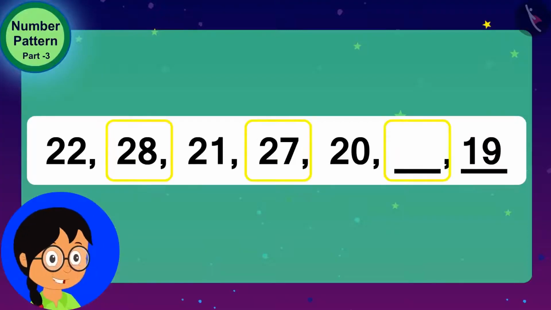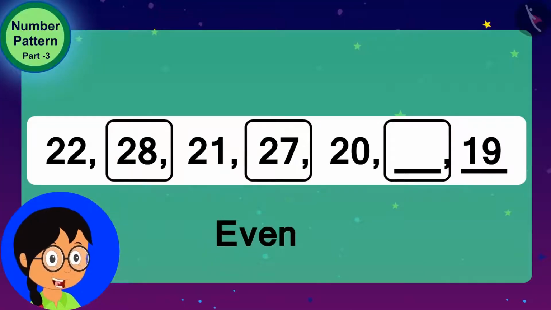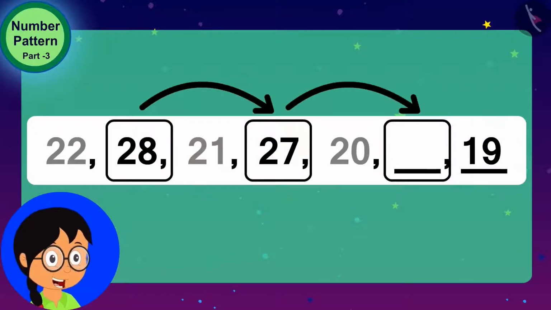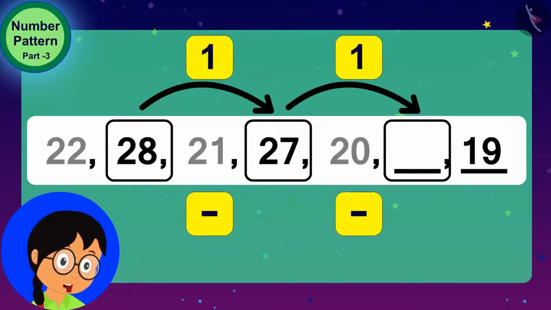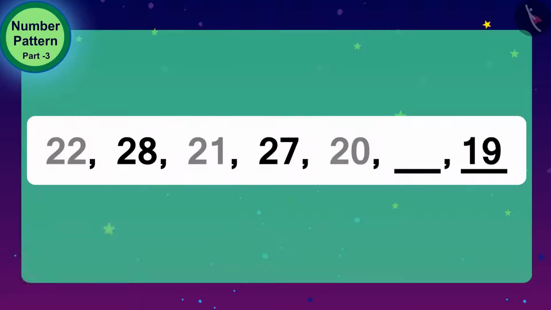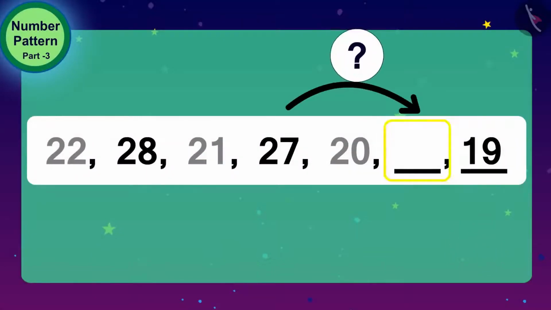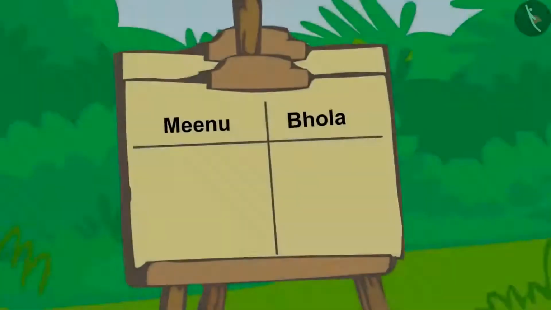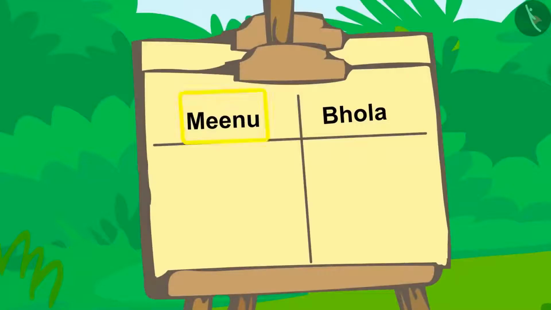Now, I looked at the numbers written at even number places and found that these numbers are also found to be subtracted by 1, like the numbers written at odd number places. Children, can you tell what number will be in the 6th place? Exactly. In 6th place is 26, 1 less than 27. In this way, Meenu won the round by winning 10 points.